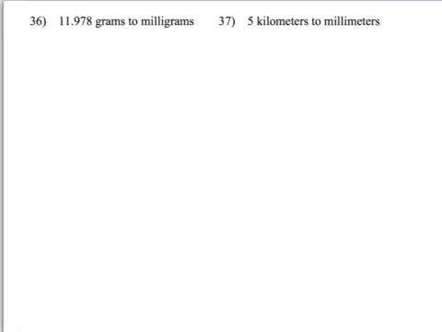Today we're going to be working on a few problems, and we're going to start out with the more simple conversions from grams to milligrams and from kilometers to millimeters. So starting with number 36, we want to write down the things that we know. So we know that there is a conversion from grams to milligrams. We know 1 gram is equal to 1,000 milligrams. And knowing that, we can set up our table.